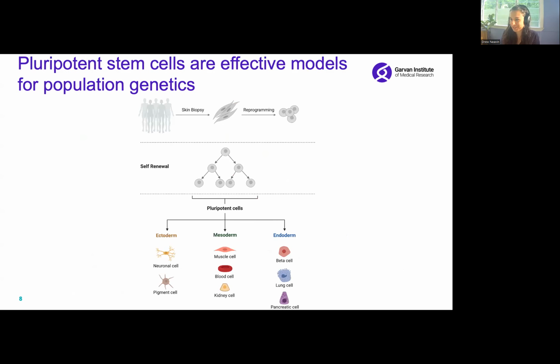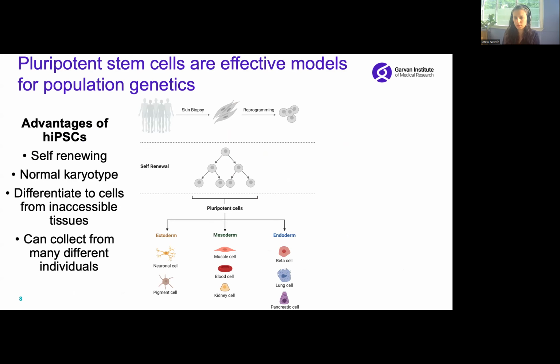I'm probably preaching to the choir here, but we find that stem cells are quite a nice model for us to understand genetic regulation in different contexts. Some of the main advantages, which everybody here will be very aware of, are that they're self-renewing with normal karyotypes, and we can look at many different cell types by differentiating them into different tissues. One of the main benefits from a population genomics perspective is that we can collect them from many different individuals, so we can have hundreds or thousands of stem cell lines, which allows us to apply these population genetics approaches in stem cell lines.